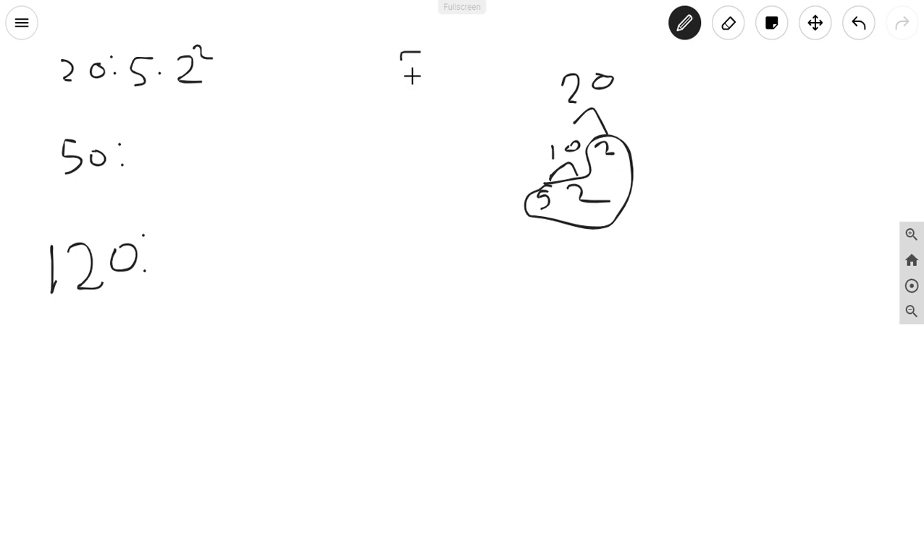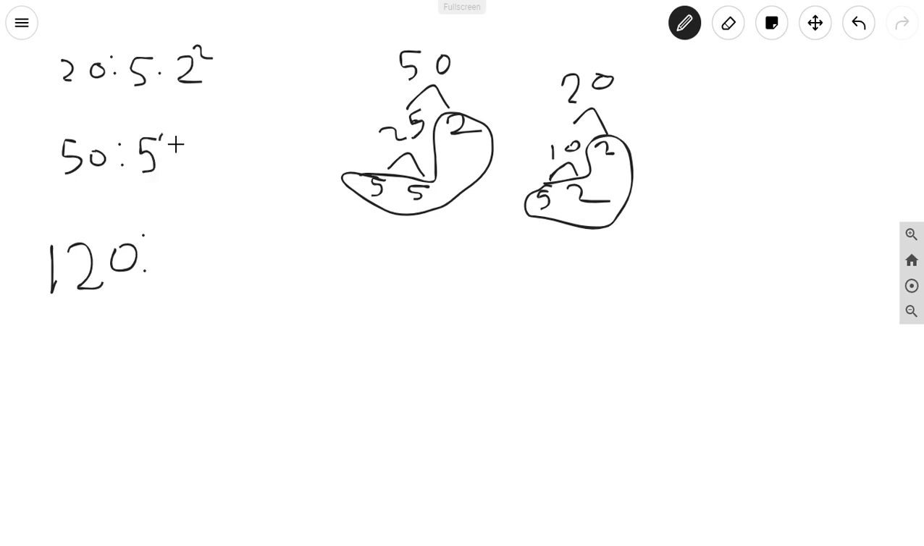Alright, now let's do 50. So 50, let's do 25 times 2. This is prime here. 25, do 5 times 5 to get the 25. These are my prime factors for 50. So I can write that as 5 squared times 2, right?